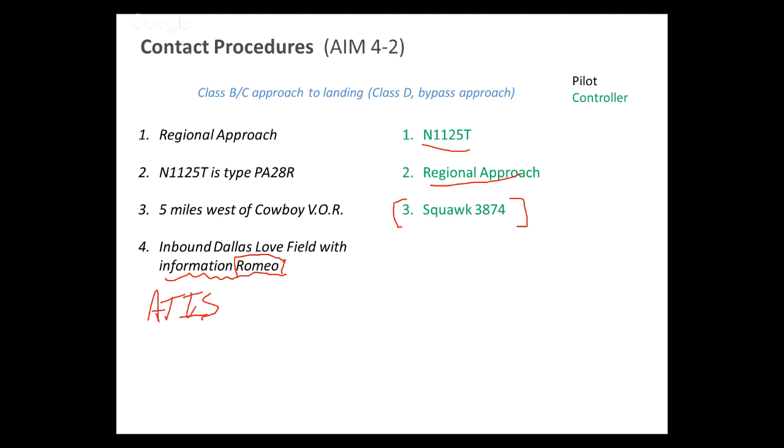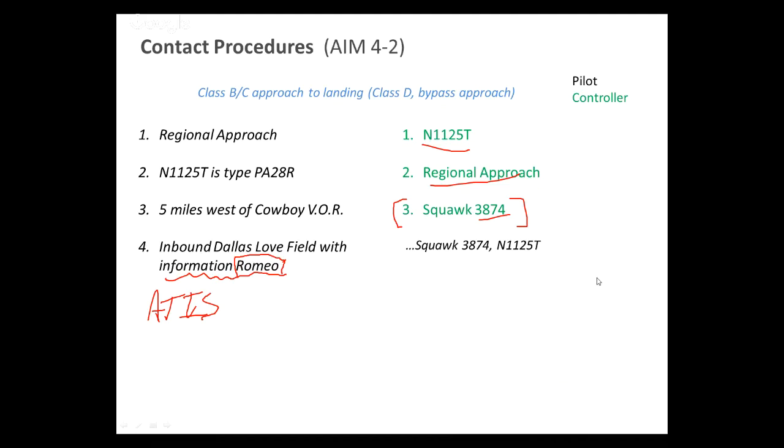So, if you guys remember when we talked transponders, the transponder is designed to help the controller see us on his radar scope. It's a device in the aircraft that communicates with radar. And so we're going to put this code into the transponder, 3874. So November 1125 Tango, regional approach, squawk 3874. So our response, we're going to recite the request. Squawk 3874, November 1125 Tango.